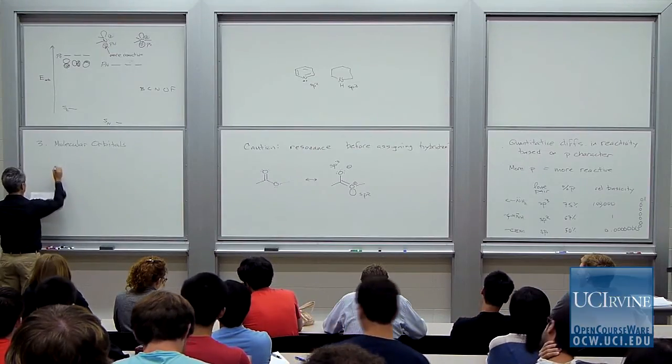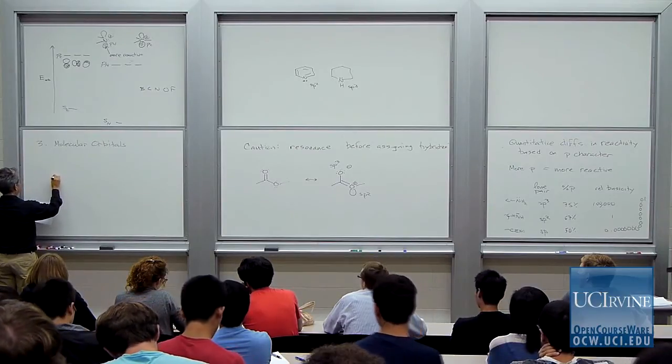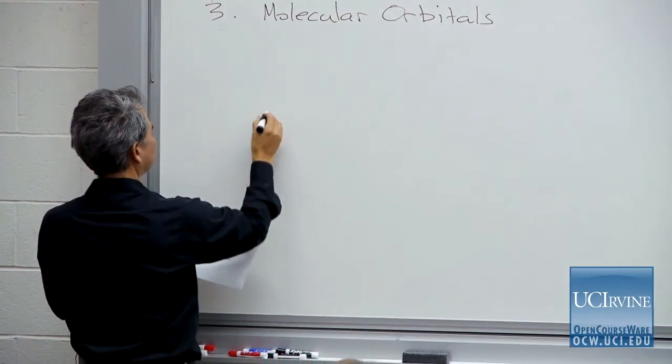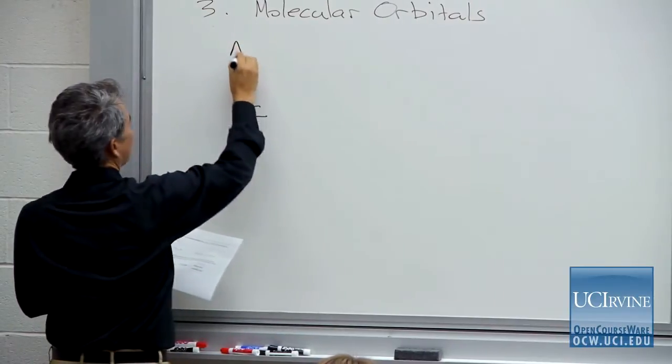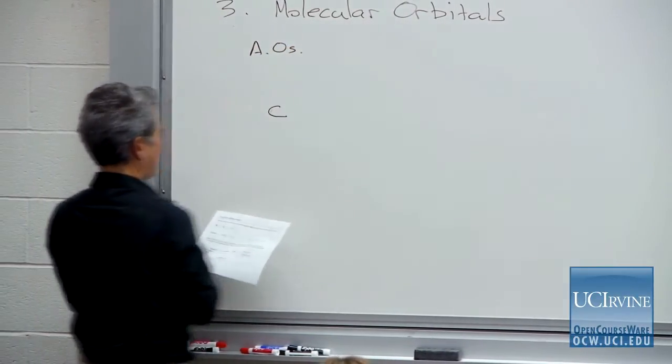Okay, so let's go ahead and build up this picture of starting with a carbon atom that has atomic orbitals on it. So let me go ahead and depict the atomic orbitals on carbon.